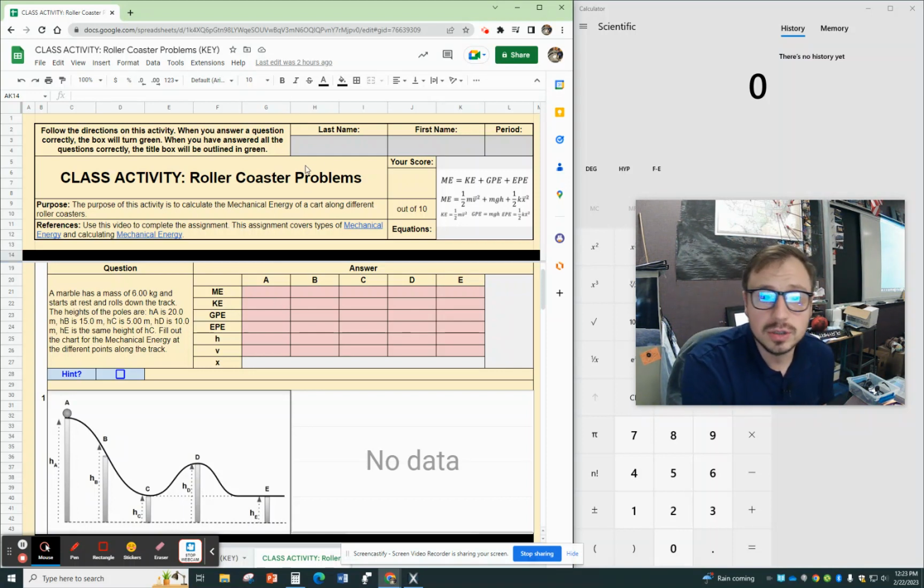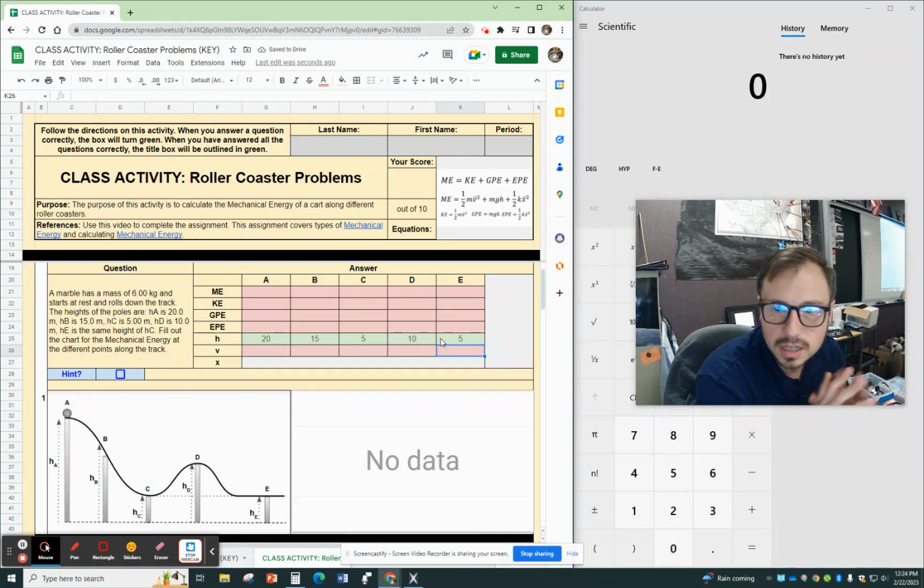So the first thing that I want to do is fill in the information that I know. So I'm just going to fill in the heights at the different points. HA is 20, HB is 15, HC is 5, HD is 10. And you can see that HE is the same height as HC, so that's going to be 5. Notice I didn't put any units, just to save space, but all of these are going to be in meters.